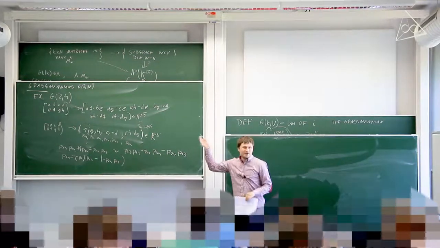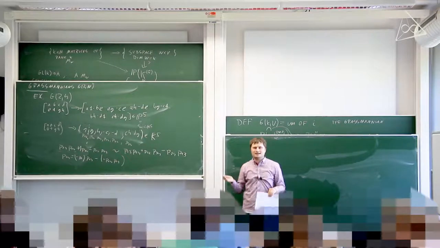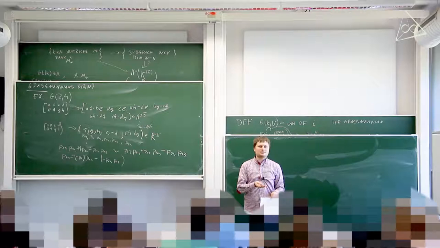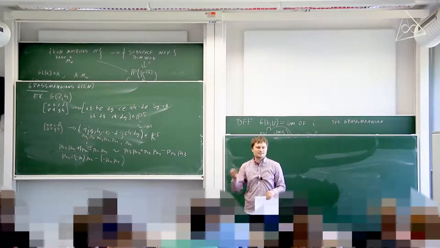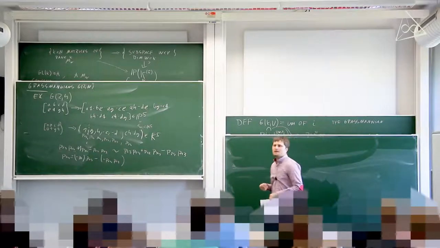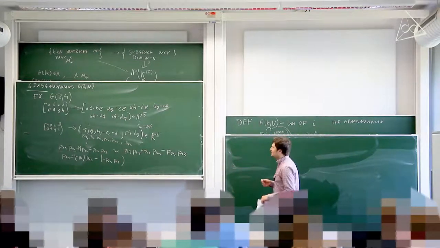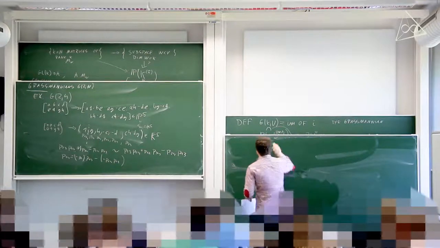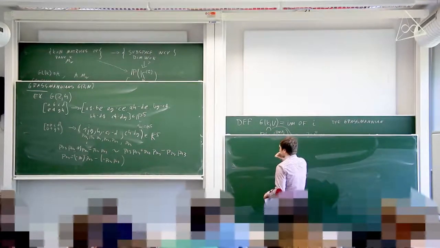What is a more invariant way? So all this was very coordinate based. I fixed a basis of a vector space. I chose a basis of a vector subspace. I represented it as a matrix. Maybe there is a more invariant way to determine a point of the Grassmannian, to determine the Grassmannian as a variety.